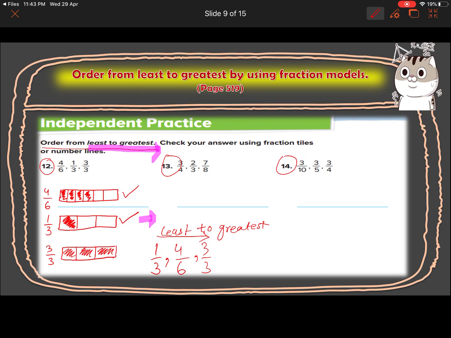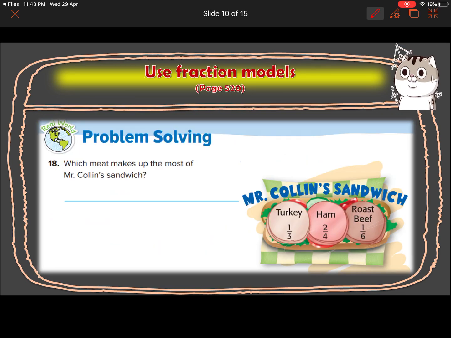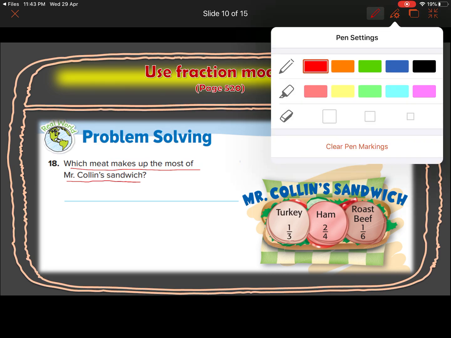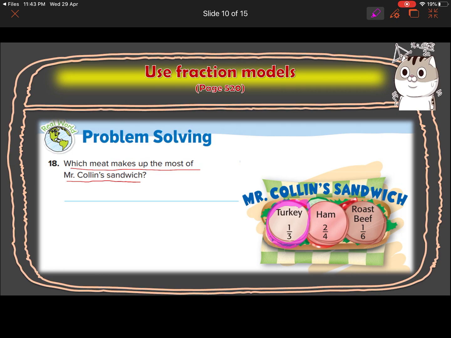Don't forget that while you are drawing the fraction bars, use your ruler, and bars must be equal for each fraction. Okay, dear? Good. Now, which meat makes up the most of Mr. Collins' sandwich? So, which meat? See, here is turkey as a fraction of 1/3, ham 2/4, and roast beef 1/6.